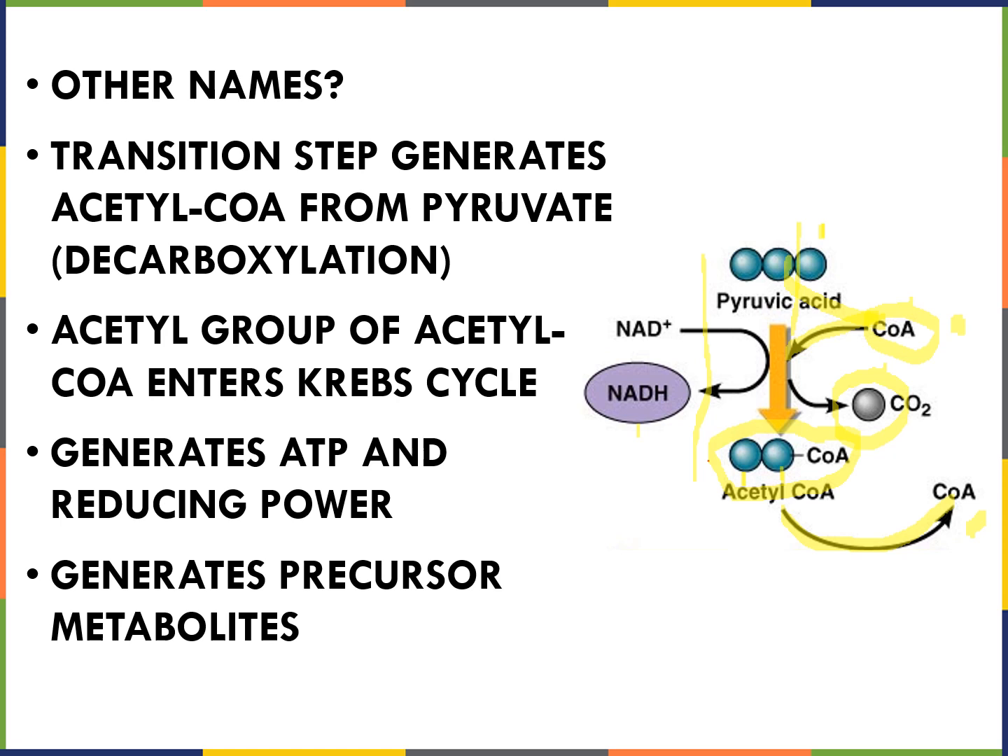Now, other names for the Krebs cycle include the citric acid cycle. And it's called the citric acid cycle because the first product of the Krebs cycle is citric acid. Okay. It's also known as the TCA cycle. TCA stands for tricarboxylic acid cycle.